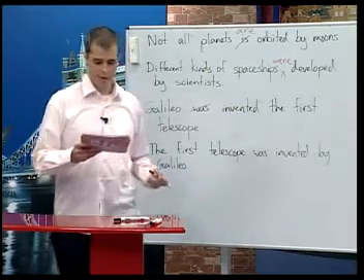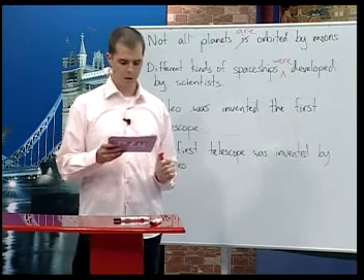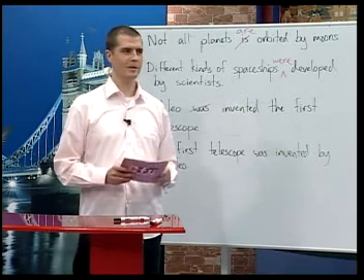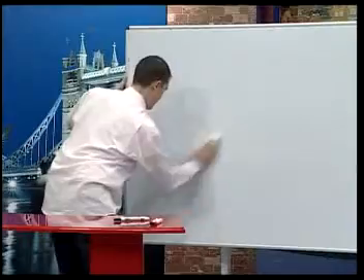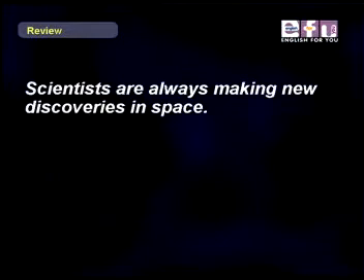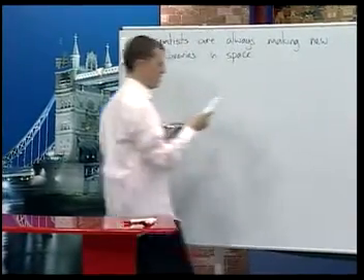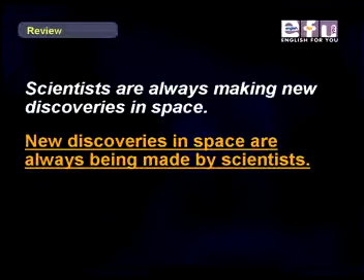Right, well let's try an exercise now using the passive voice with present continuous. I'll give you a sentence in the active voice and you change it to the passive, and we'll use the present continuous. The first sentence goes to Rosa. Scientists are always making new discoveries in space. So that's the active sentence. You change it to the passive. Okay, it's not hard. New discoveries in space are always being made by scientists. Good.